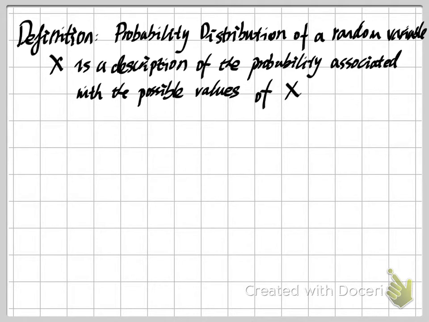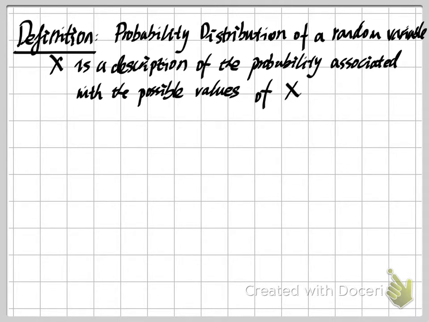A probability distribution is a way to describe the probabilities associated with a random variable for all the possible values of this random variable. For example, if we denote the random variable as capital X, then we can write down this probability distribution by a probability mass function. Let me write down the definition of a probability mass function.